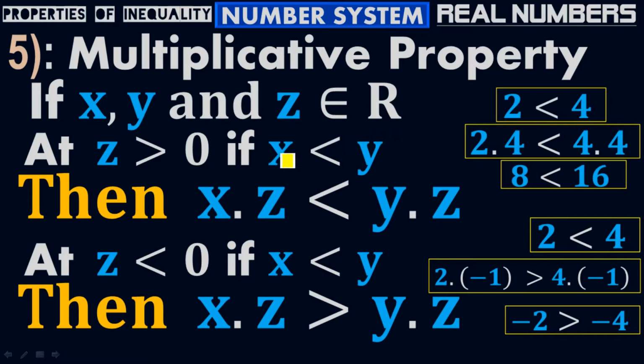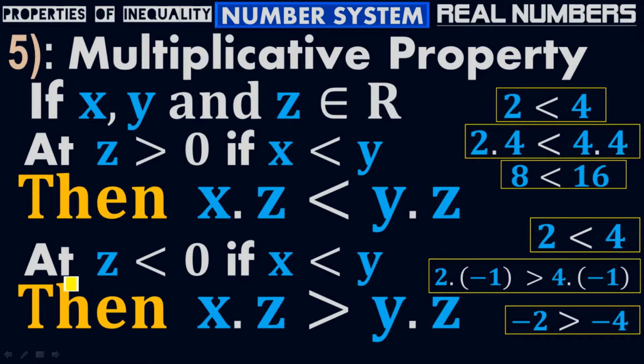If I plug in x equals 2 and y equals 4, x is lesser than y, 2 is lesser than 4. And then when I take its product with the z, suppose my z is 4. So 2 times 4 is x times z, 4 times 4 is y times z, because y is 4, z is 4. So 4 times 2 is 8, 4 times 4 is 16. 8 is lesser than 16. Therefore, x times z is lesser than y times z, if x is greater than 0, but at the same time x is lesser than y.